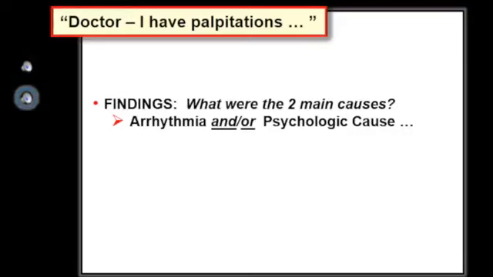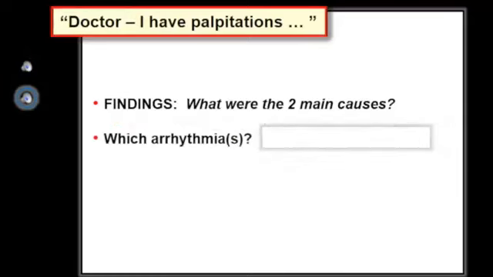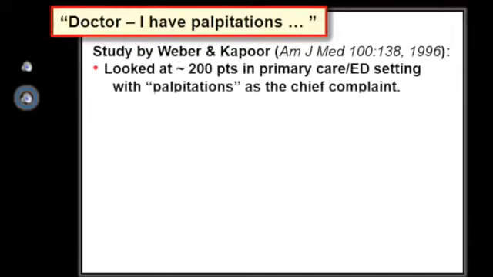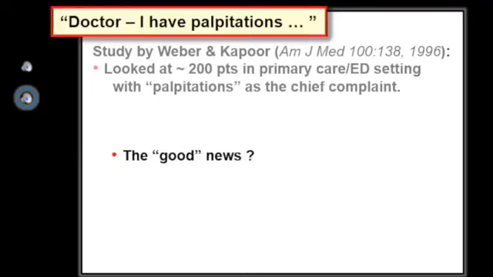Which arrhythmia was most likely to cause palpitations? It's of interest that any arrhythmia could be the culprit. So not only VTach or atrial fibrillation, but also premature beats, even if infrequent, or simple bradycardia might be equally likely to result in the subjective symptom of palpitations. The good news, in the study of 200 patients presenting with palpitations as the chief complaint, was that in general, the long-term prognosis was benign when palpitations was the reason these patients sought care.